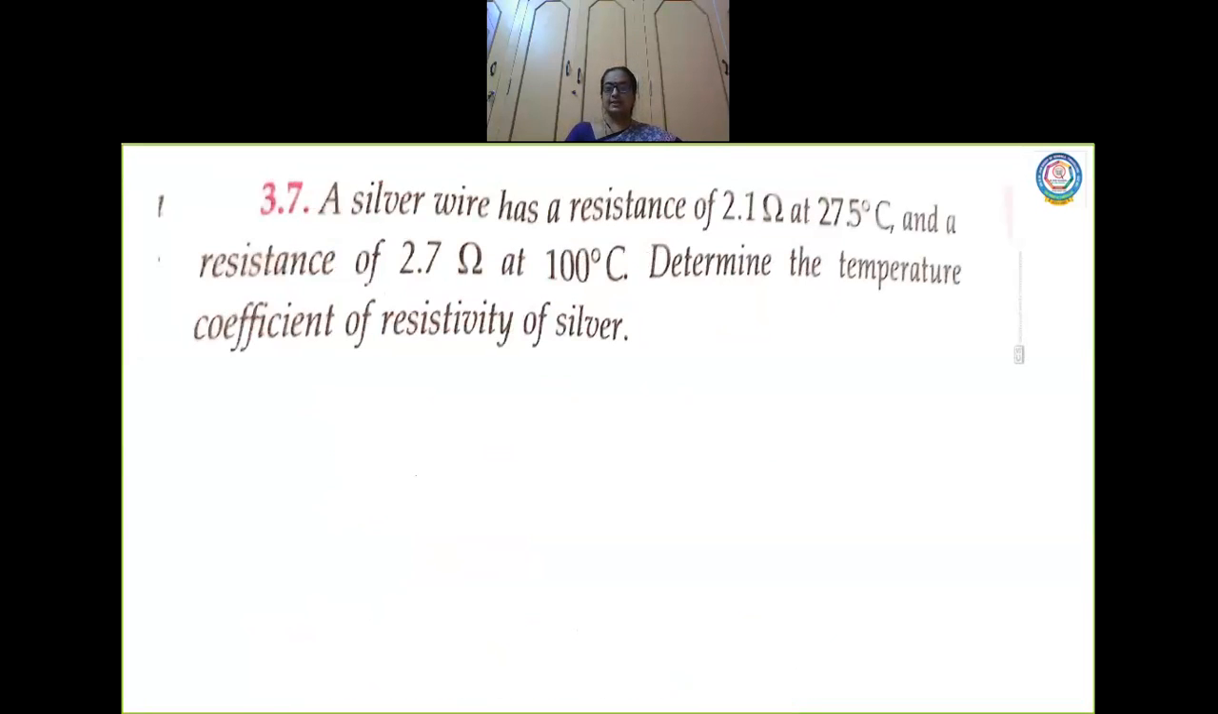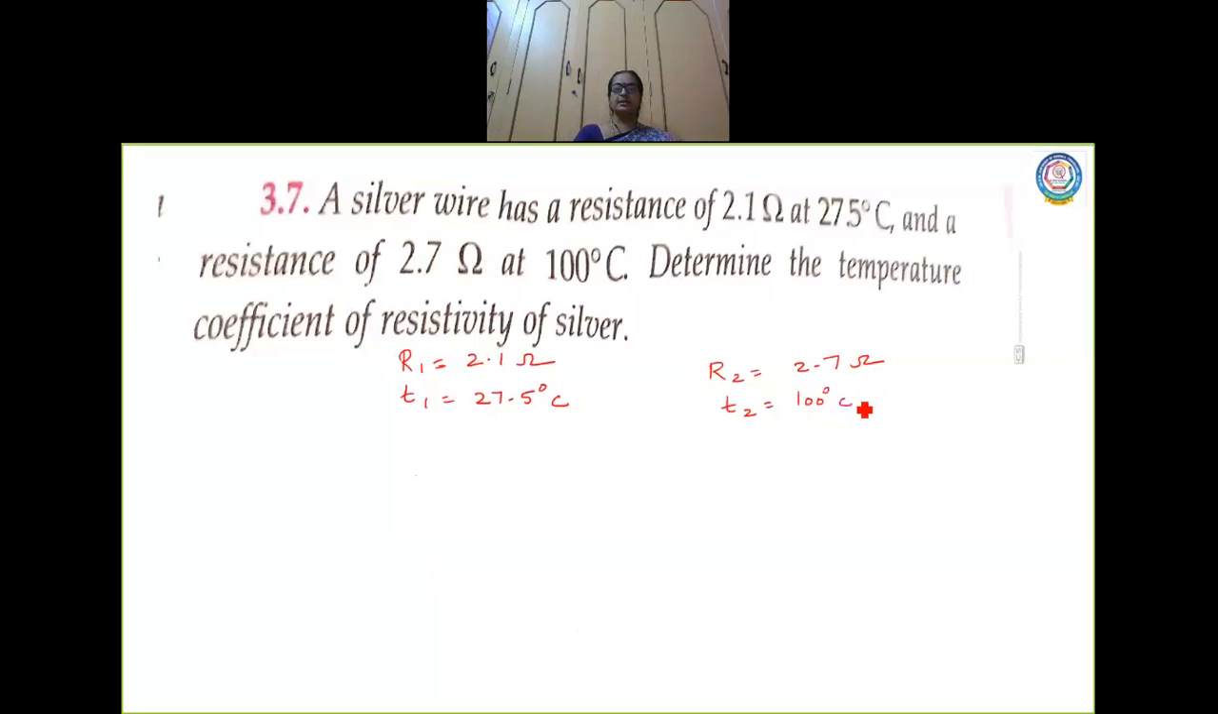A silver wire has a resistance of 2.1 ohm at 27.5 degrees. So R1 is equal to 2.1 ohm at T1, which is equal to 27.5 degrees centigrade. Next, and a resistance of 2.7 ohm at 100 degrees. So R2 is 2.7 ohm at T2 equal to 100 degrees Celsius.